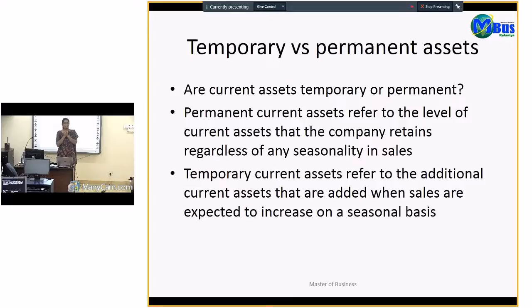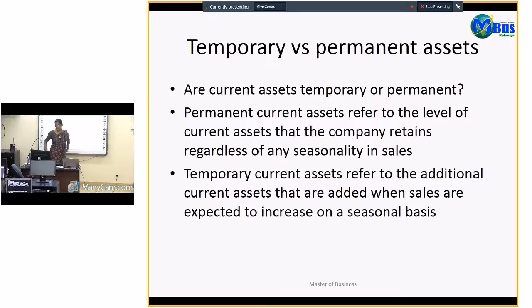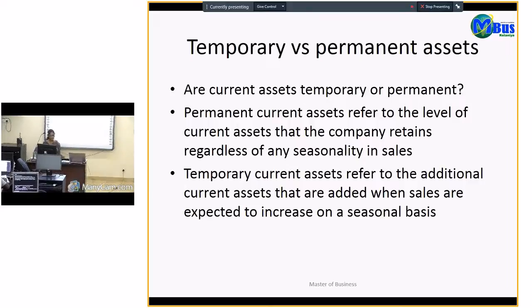That's why you keep some money, bearing an opportunity cost, in your pocket. That is permanent. You don't spend that money. You always keep that money to meet the uncertainties, for precautionary purposes. So current assets are temporary and permanent. It is both, not only temporary. Online students, did you get the point?